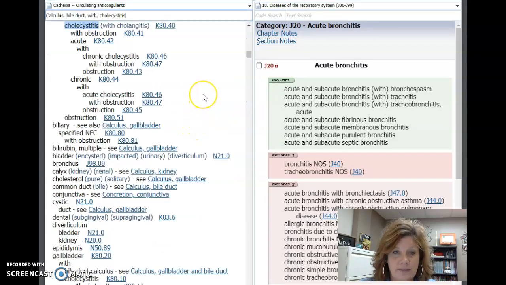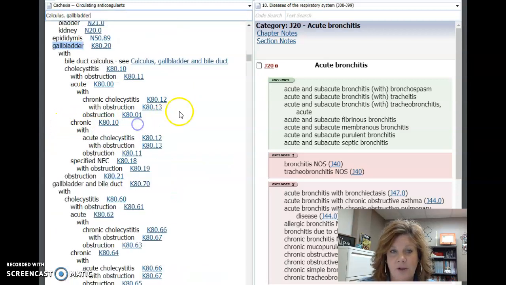Okay, once you get there, we know that it's cholecystitis. We have acute, but it's not saying anything here about the bile duct, so that's really not where we need to go. We want the bile duct, so we're going to go to the biliary. See also calculus, gallbladder. That's where we need to be.